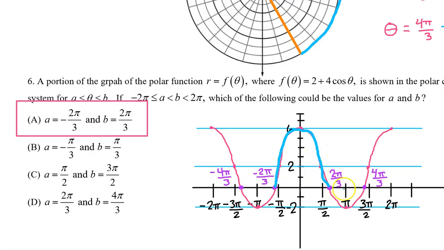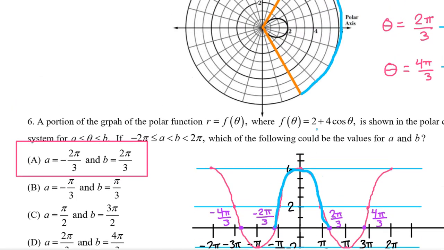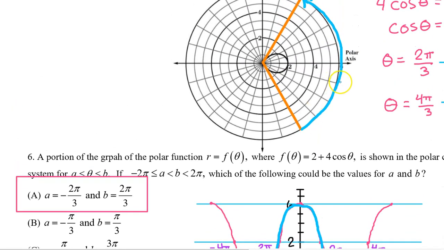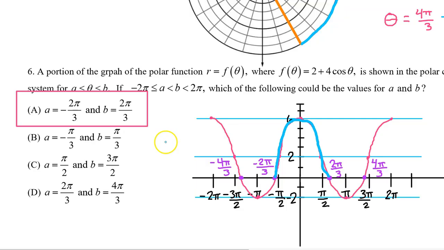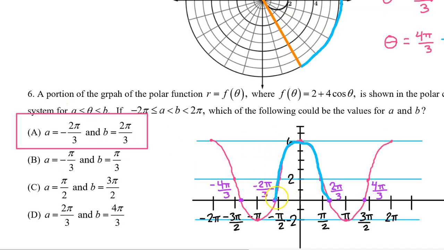Notice that on this interval, the r values are all positive, so we don't have to worry about reflecting into the opposite side of the graph. So we would expect to see a portion of the graph on this interval, and we do see that. So A is a possible answer. But wait, not so fast.